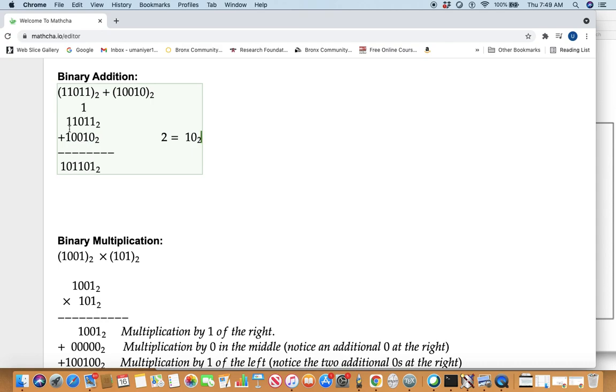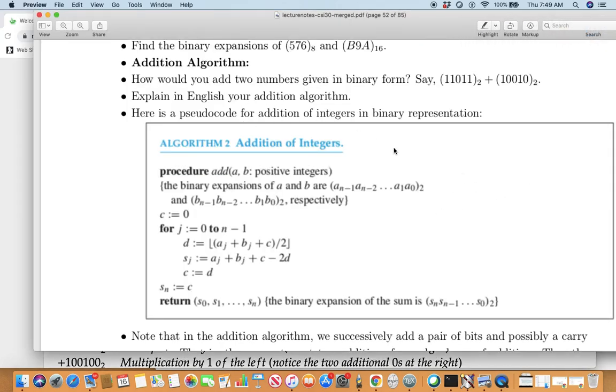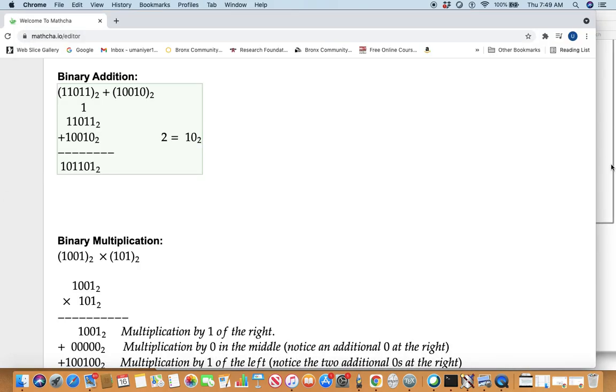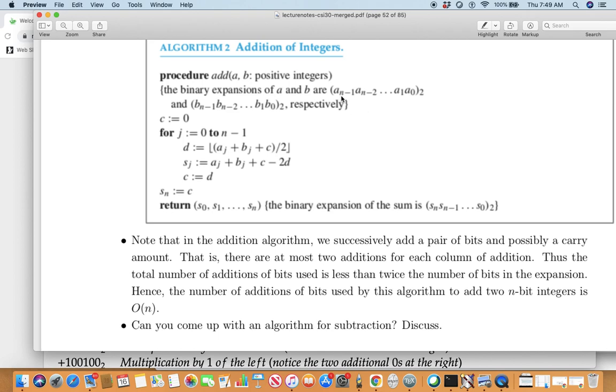Then continue to add. So this is again 1 plus 1 is 2. That becomes 10. So the sum of these two numbers in base 2 is simply this particular number in base 2. So you have a pseudo code procedure, add A, B positive integers, where B is the base. So base 2 was just an example. You can argue the same way. These are additions of integers in binary form, but the argument goes through for any base.